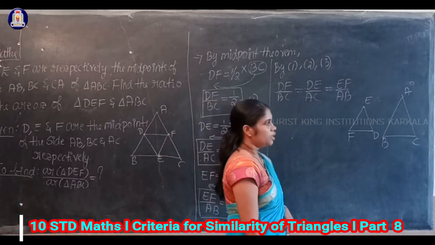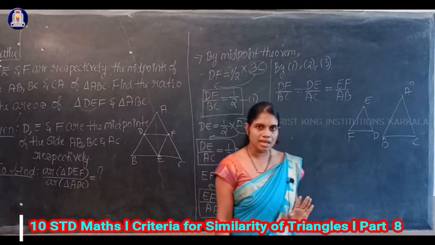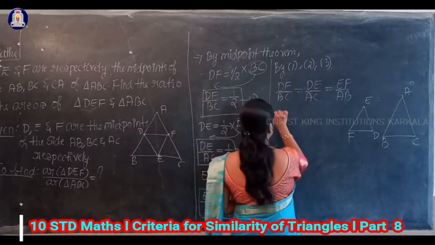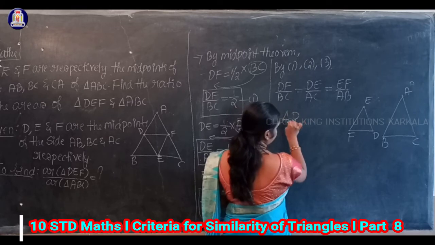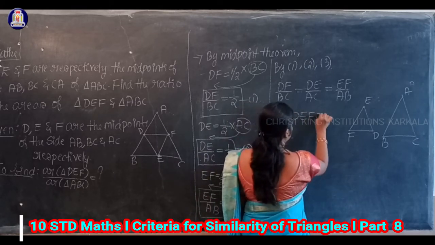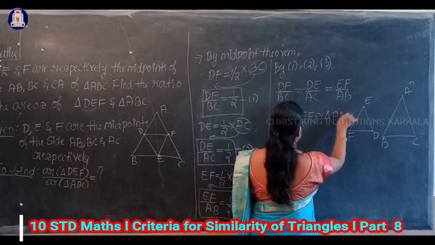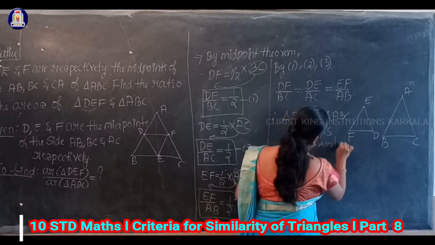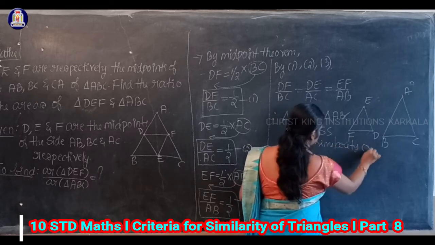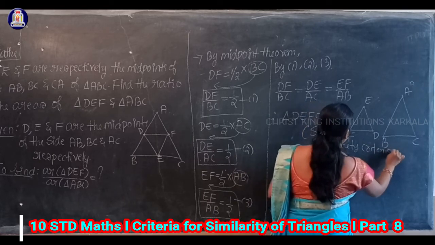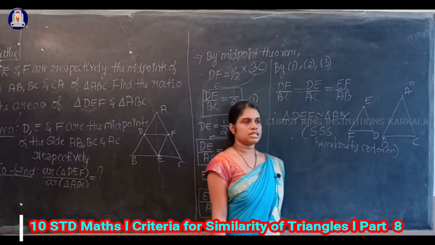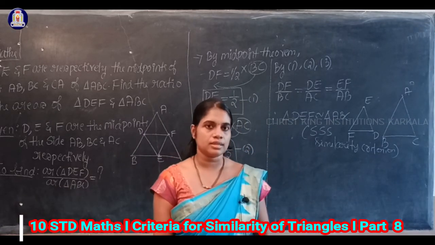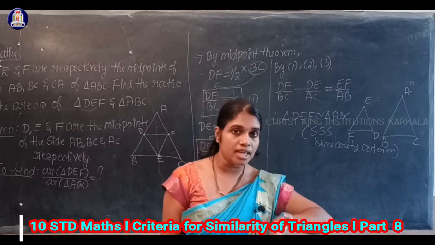So therefore can I say these two triangles are similar by using the similarity criteria? Yes, so therefore triangle DEF is similar to triangle ABC by using which criteria? By using SSS similarity criteria. By using SSS similarity criterion, we can see that these two triangles are similar. So after proving the similarity of two triangles, what about the relation between the areas of these two triangles?